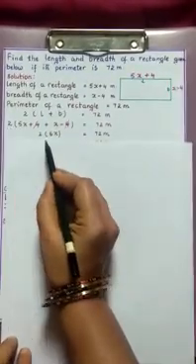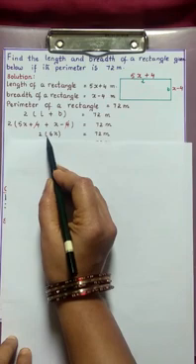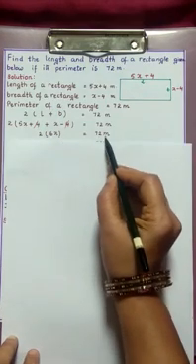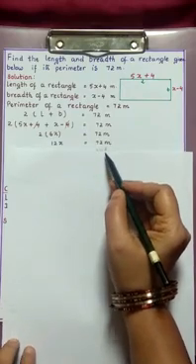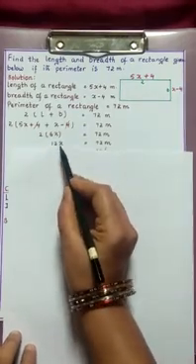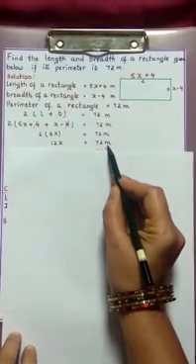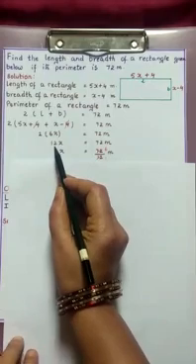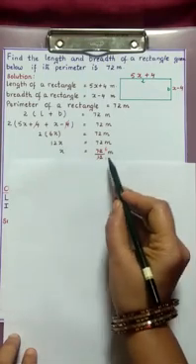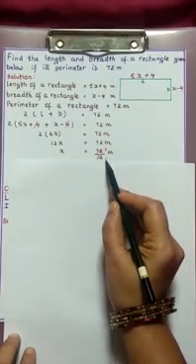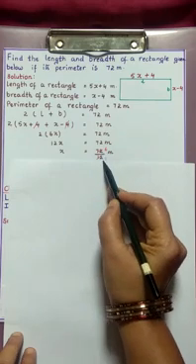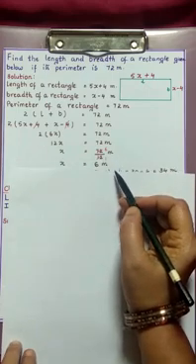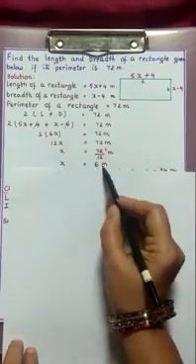This is 2 into 6x. If there is no symbol, it indicates multiplication. So 2 into 6x is equal to 72 meters. Now what is 2 sixes? 12x. 12x is equal to 72 meters. Now let us transpose. Here by 12 we are multiplying on the left hand side. If you transpose to the right side, we divide. So 72 by 12. 12 ones are 12, 12 sixes are 72. Now what is the value of x? We got it, 6 meters.